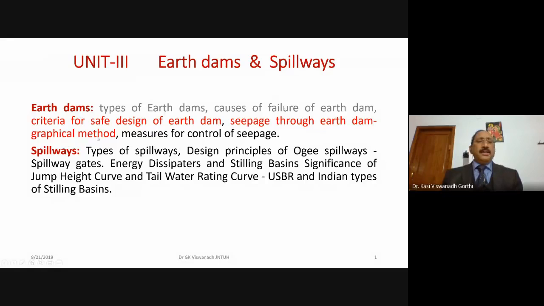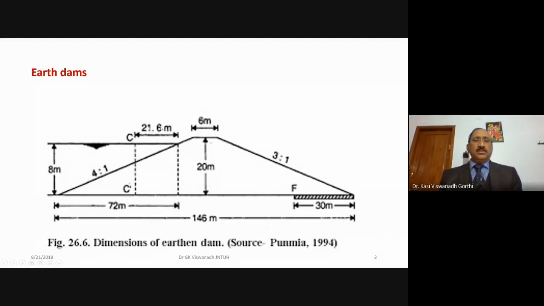Today, we'll be concentrating on criteria for safe design of earth dams, seepage through the earth dam, and the graphical method. So forget about all the numericals, but if you look at the earth dam section, it may have slopes on the upstream side and the slope on the downstream side also. Usually, the height of the dam will not be much, maybe about 40-45 meters. In this case, you may see the height of the earth dam is about 20 meters.